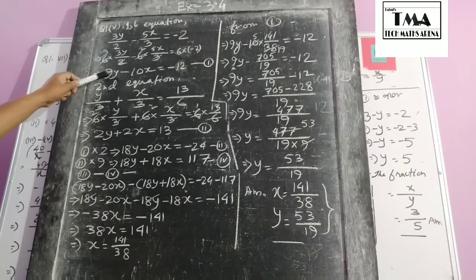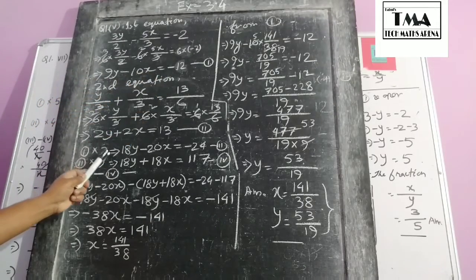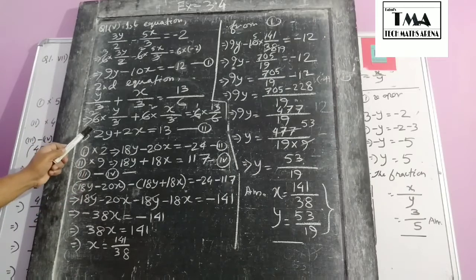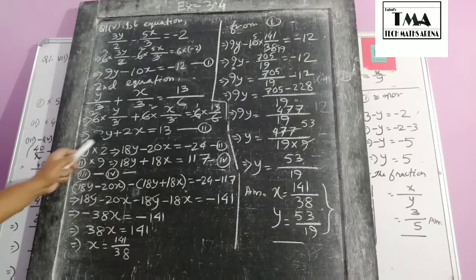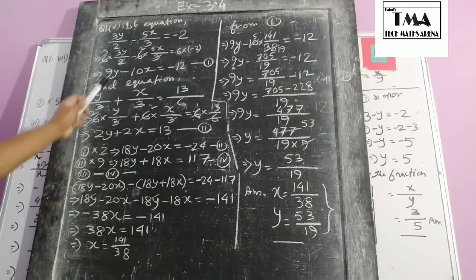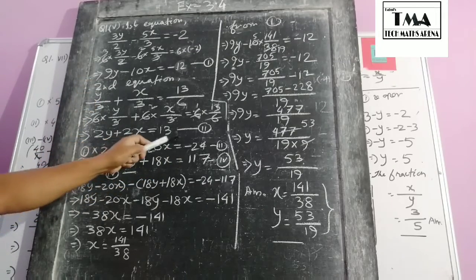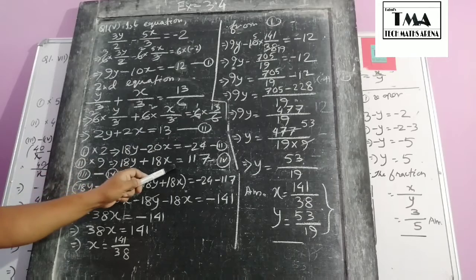To make this one 18, we multiply the first equation by 2. Similarly, to make 18, we multiply the second equation by 9. So in this way, multiplying the first equation by 2, we have got this equation. Multiplying the second equation by 9, we have got this equation.